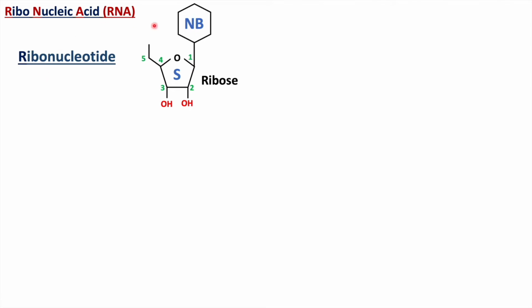So RNA, which is ribonucleic acid, contains ribonucleotides, and this ribonucleotide is nothing but a nitrogenous base plus a sugar molecule. So in RNA the sugar molecule is ribose sugar, whereas in DNA the sugar molecule is deoxyribose sugar, as well as it also contains a phosphate molecule. So this is a ribonucleotide, which is a nitrogenous base, a sugar molecule, and a phosphate molecule.